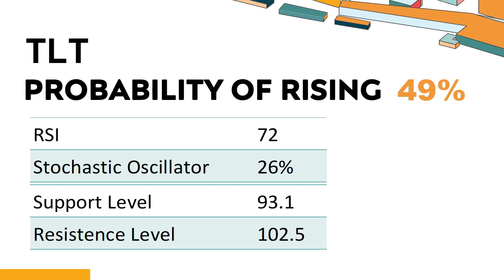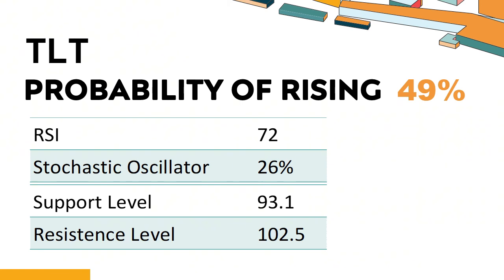This means that the security's price has been rising but has not yet reached overbought levels, which are usually considered an RSI reading of 75 or higher. The current stochastic oscillator of TLT is 26%. It indicates that the stock is experiencing a strong downtrend and strong selling pressure. In this case, an oversold signal may indicate that a stock is hitting a temporary bottom, but it doesn't necessarily mean that the trend will reverse immediately.